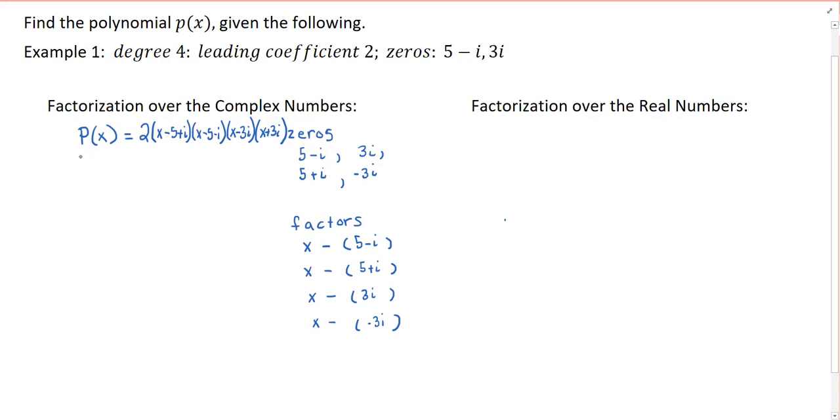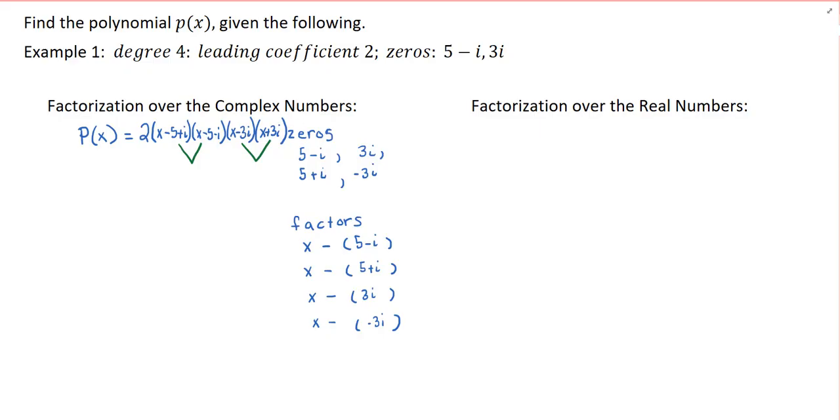And so at the end of the day, I want to compare this back to the information that I was given, and I can see that it does have a leading coefficient of 2. It takes into account the fact that the degree is 4, because you can see that there's 4 factors here, and it also takes into account the zeros that we were given, along with the conjugate zeros that we use to get our other 2 factors. And so this is the factorization over the complex numbers.